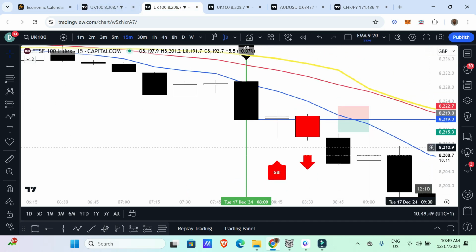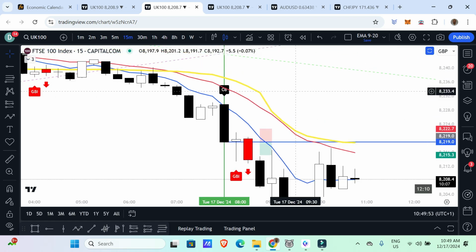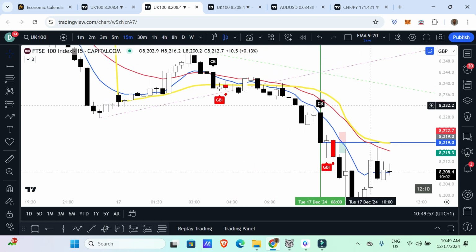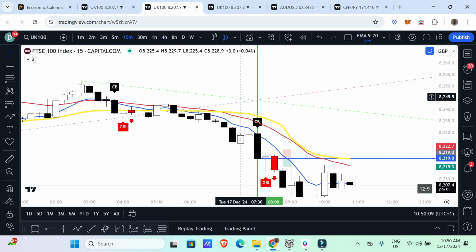So in this case, I just want to explain to you what it is. The yellow line, it's a VWAP. The red line here, you can see I have 2 red lines. This is the 200 EMA, exponential moving average line. The small red, it's the 20, and the blue, it's the 9.